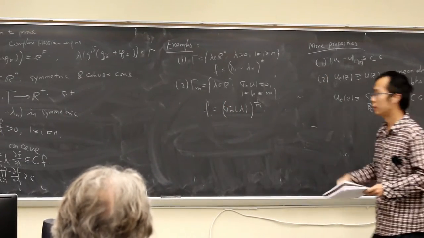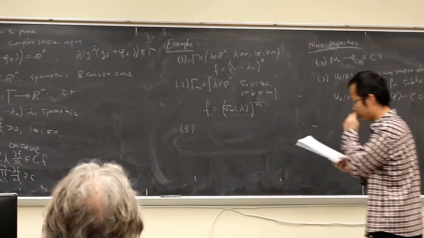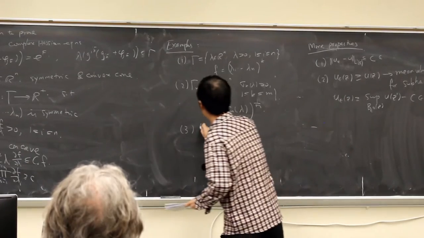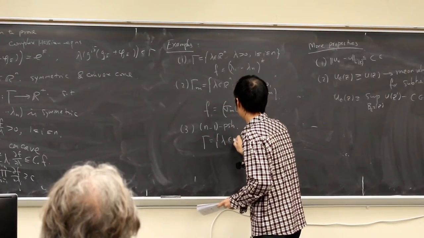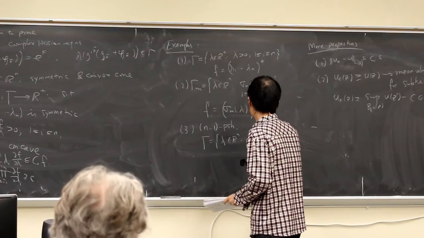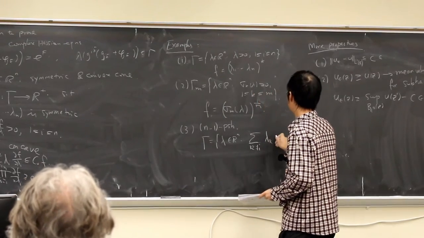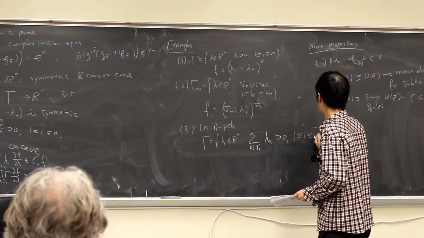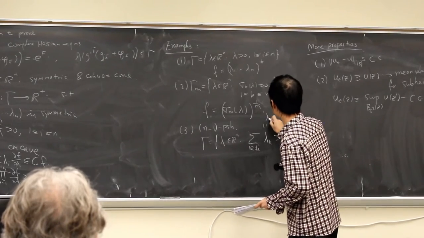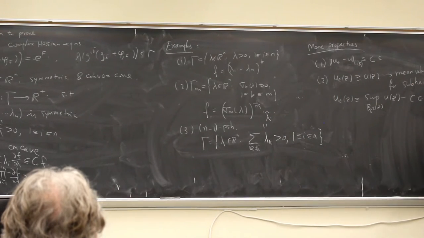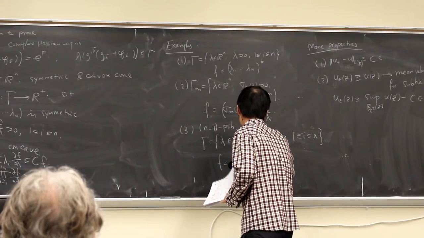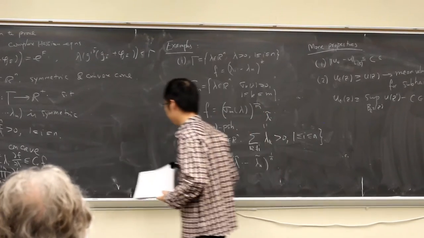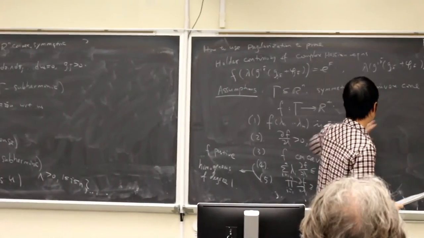And the last one is the one considered by Harvey-Lawson, which is the n minus 1 plurisubharmonic, n minus 1 PSH, where you take gamma to be the cone so that the sum over k not equal to i of lambda k is positive for all i. You call this lambda i tilde, where k is the summation over all eigenvalues which is not equal to i. And your f is just lambda 1 tilde up to lambda n tilde to the power 1 over n. Okay, so all these are examples of cones and functions which satisfy all these conditions.